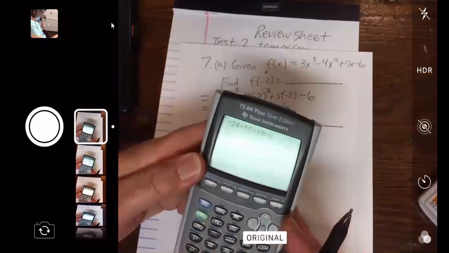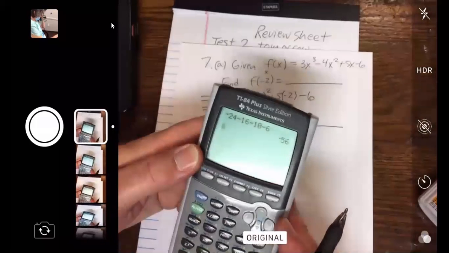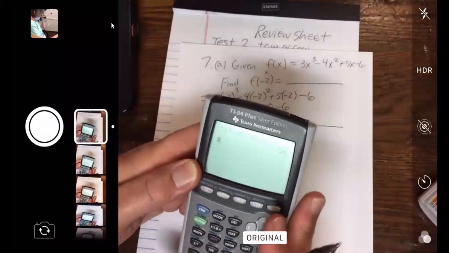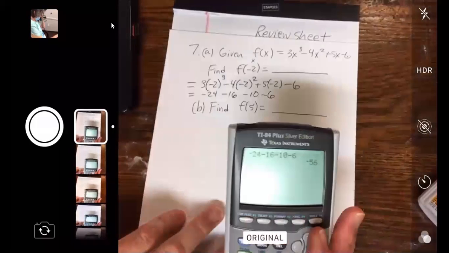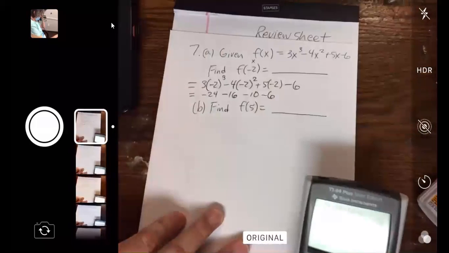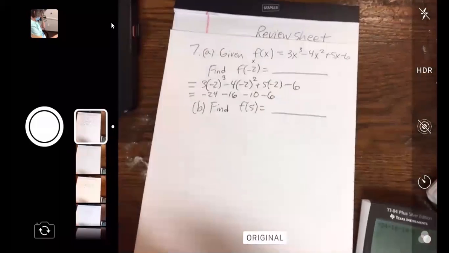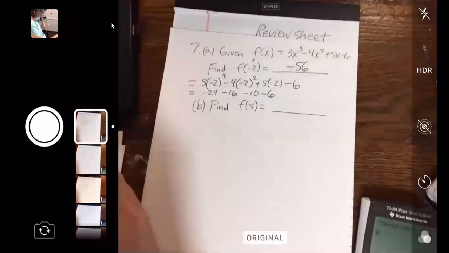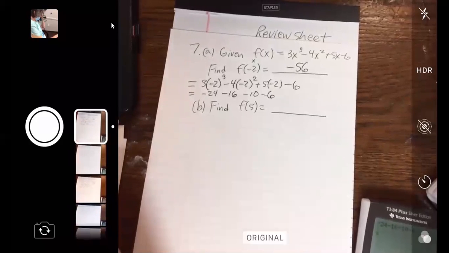I kind of did it half in my head, half on the calculator. No, that was fine. Okay. You want to see the other one? No, I just wanted to make sure that's what I was doing on that one. Yep, that's what happens. Negative 56 when you plug in negative 2. What else?